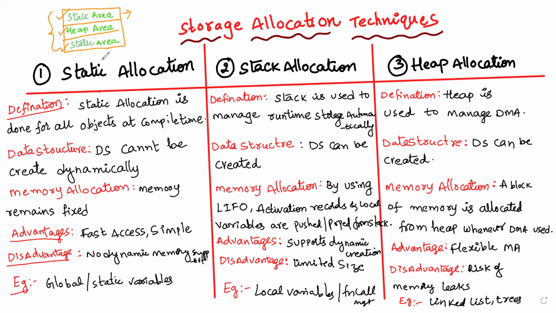So what is meant by static allocation? Definition: static allocation is done for all objects at compile time. Please remember, this is an important point. Static allocation is done for all objects at compile time. When you see the C language, if you press Alt F9, that is called compile time. So static allocation is done for all objects at compile time.